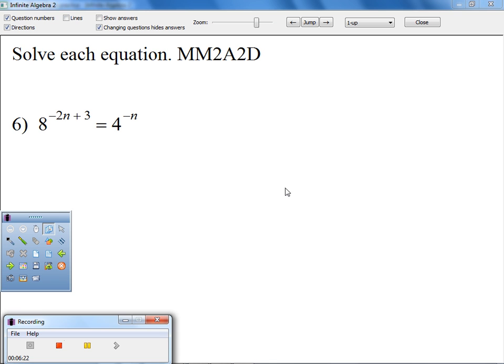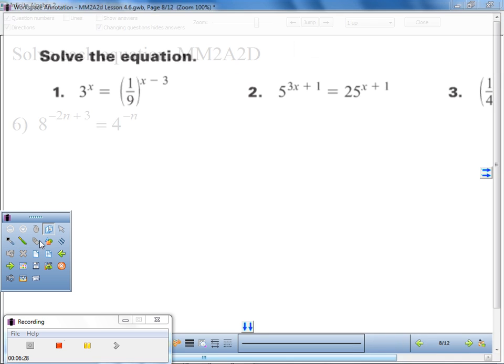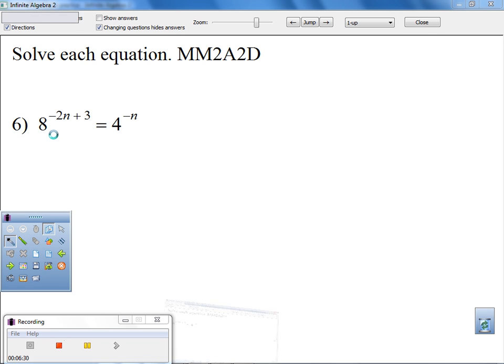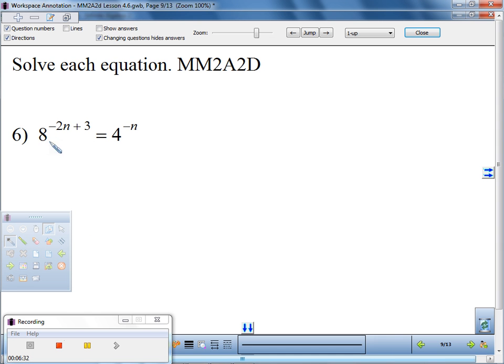Alright, so let's look at this particular one. We have 4, we have 8 and 4. We can't get the same base with 4, that may be a temptation, but we can't do that. But we can do 2, because 2 times 2 is 4, times 2 is 8. So 2 cubed gives us the 8, and that's equal to 4 to the n minus 1.